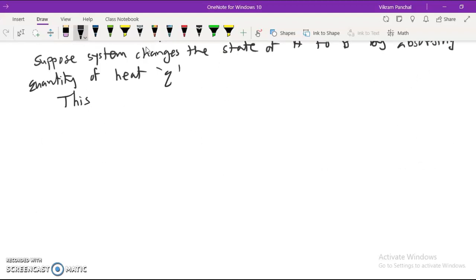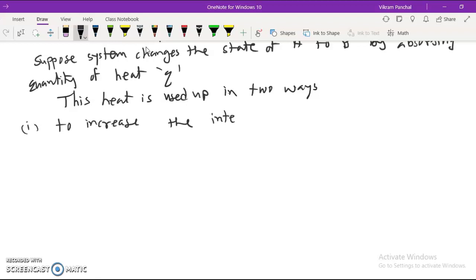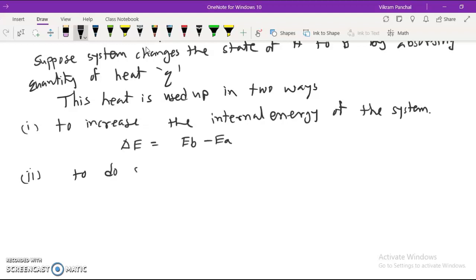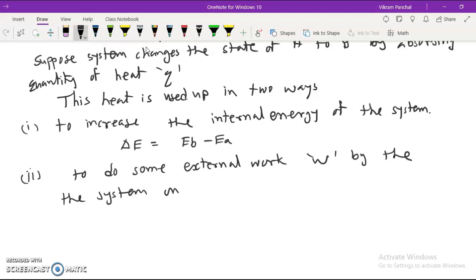This heat is used up in two ways. First, to increase the internal energy of the system. Therefore, we can write delta E is the internal energy change, that is EB minus EA. Second, to do some external work, W, by the system on its surrounding.